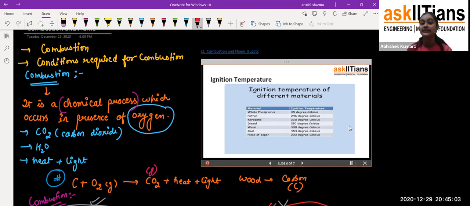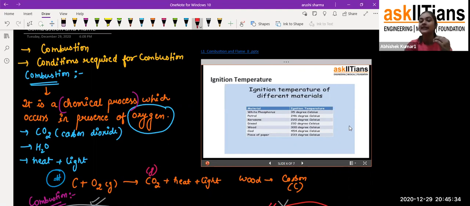That means in this case its ignition temperature is very high, so we have to give more and more heat so that the temperature reaches 454 degrees Celsius, and at that temperature the coal starts burning, or catches fire. Got my point? A piece of paper is 233 degrees Celsius. That means first of all we have to reach that temperature, and at that temperature that particular substance catches fire and starts burning.